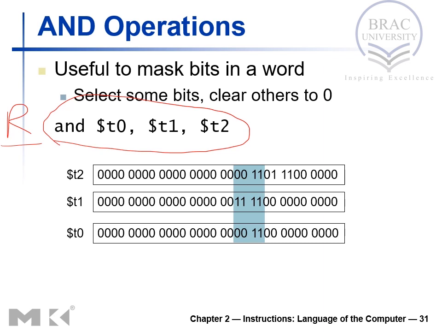Here, $t0 is our destination, $t1 is source 1, and $t2 is source 2. This part shows how the operation takes place. Let's say $t1 and $t2 carry these values. If we perform the AND operation, this is similar to the logical AND operation. We'll get the result in $t0. This is how the AND operation takes place, and again, this is an R-type instruction.